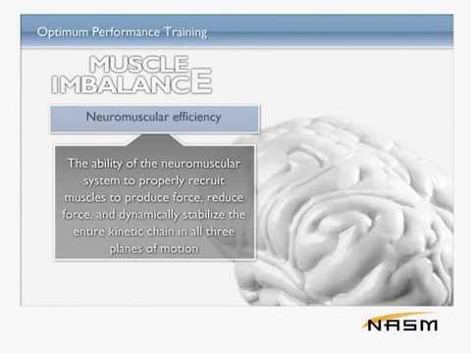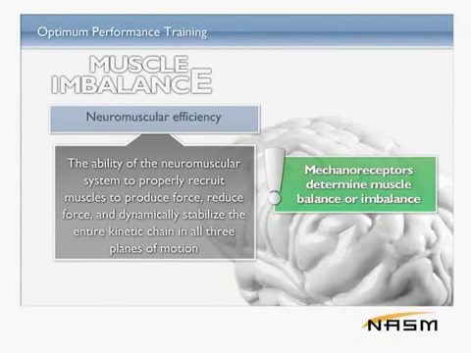Because the nervous system is the controlling factor behind this principle, it is important to mention that mechanoreceptors, or sensory receptors, located in the muscles and tendons, help to determine muscle balance or imbalance. These mechanoreceptors include the muscle spindles and Golgi tendon organ.